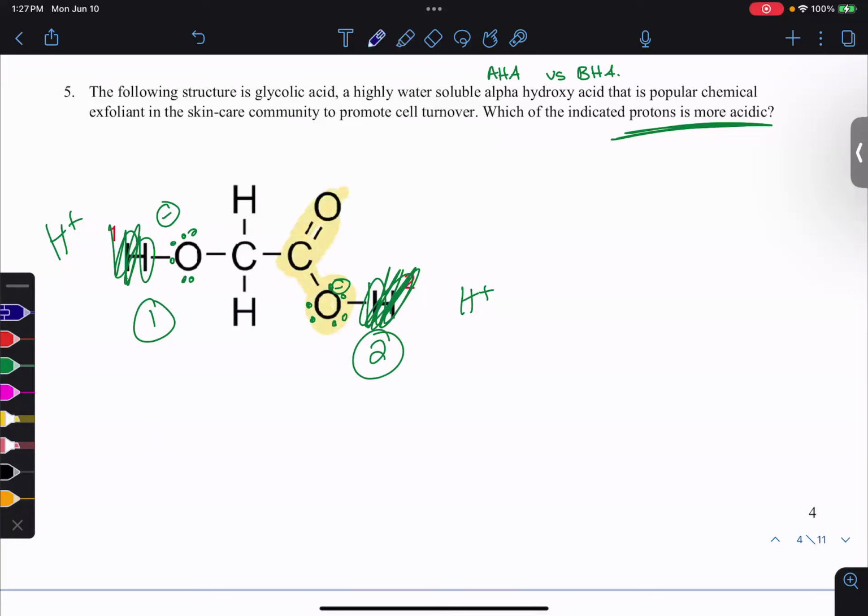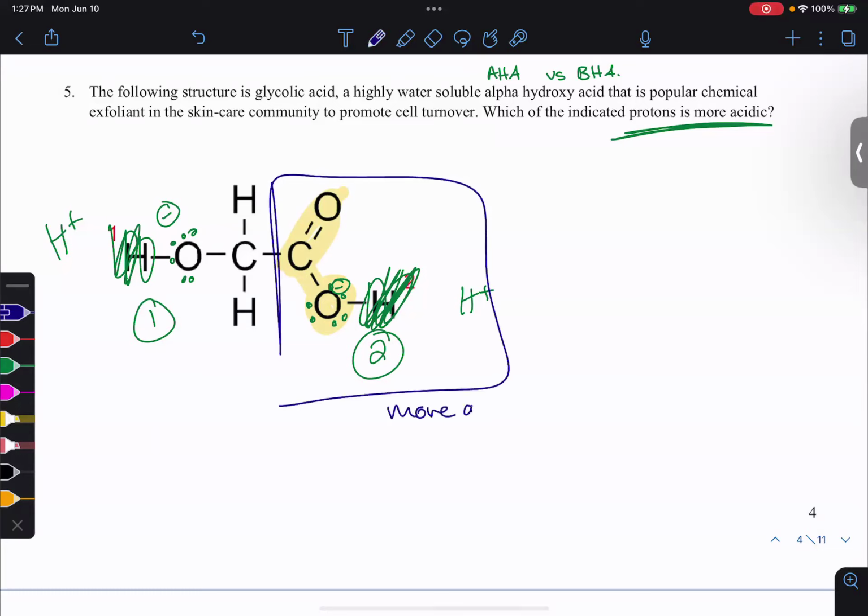So proton number 2 is more acidic because when that proton leaves, what's left behind is something that's very stable. A carboxylate group that is stabilized by resonance, versus that oxygen, where there's no resonance. That negative charge is highly localized in one spot, versus in this one, we can delocalize that negative charge, spread it out so it's not as densely charged, and we stabilize it. So based upon that answer, we say this proton is more acidic.